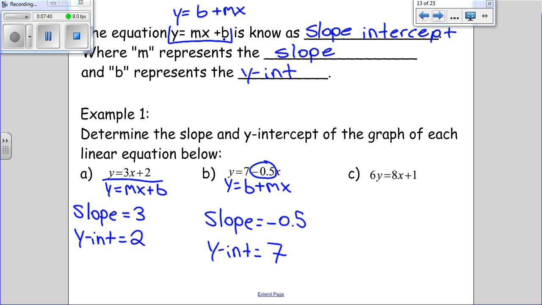So if we wanted this to be slope-intercept form, we would have to somehow move this 6 to the other side. How do you move that 6? If there's nothing between the 6 and the y, that means it's multiplying. So what's the opposite of multiplying? Dividing. So we need to divide every term by 6. And when you divide every term by 6, that'll leave you with y equals 8 over 6x plus 1 over 6.